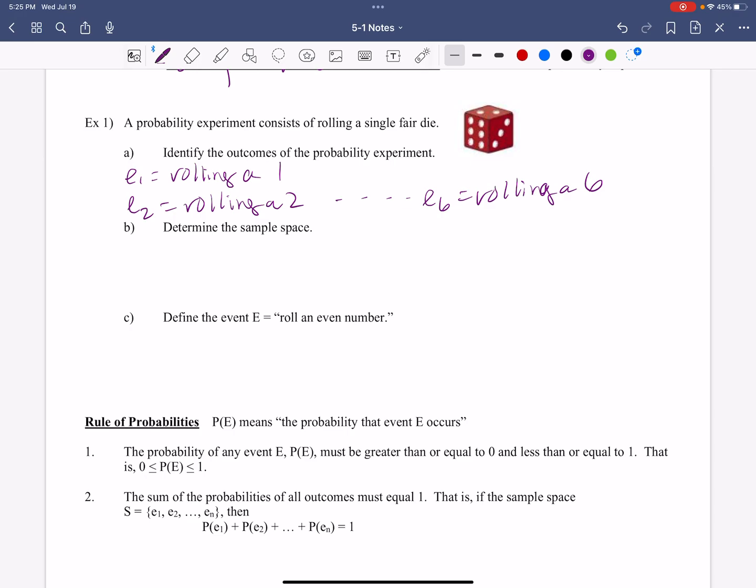So if I want to list all those outcomes, those are all the different outcomes that we're going to find. Now, the sample space is everything that's possible. So this is a set. I'm going to do capital S equals, and then when you make a set, you put squiggly brackets around it.